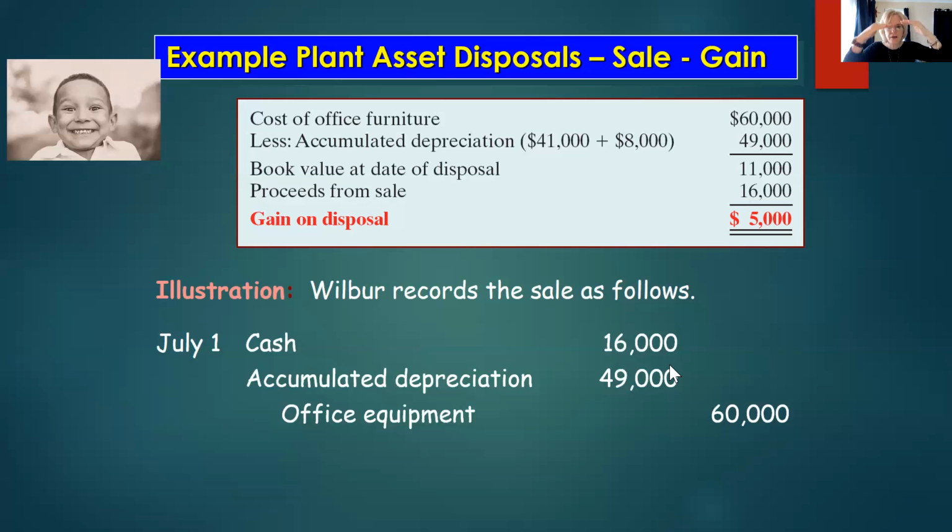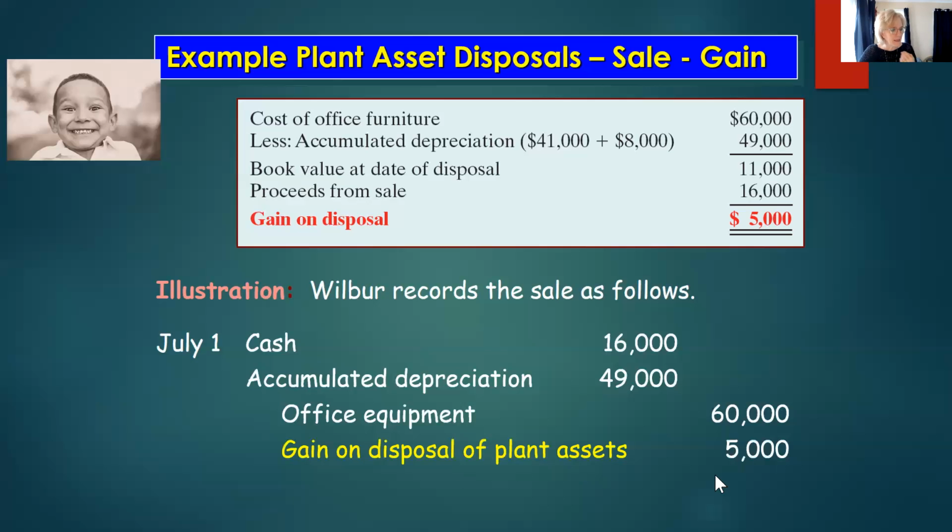We need 5,000 more credit. And there you got it: gain on disposal of plant assets. Why is it a gain? Because it's a credit. Credit gains are like revenue. Losses are like expense. Normal balance for revenue, credit. Normal balance for expenses, debit. So you basically get these three accounts up, and then if you need a credit to balance, it's a gain. If you need a debit to balance, it's a loss.